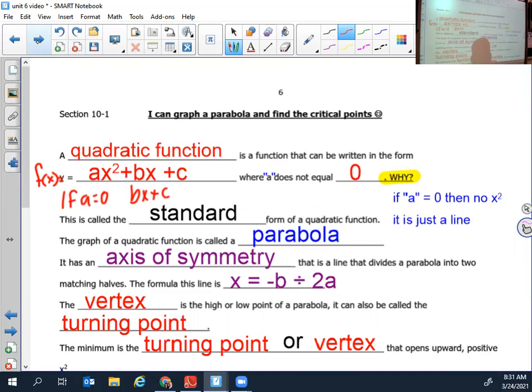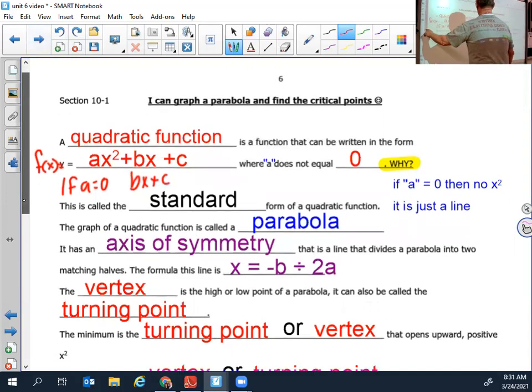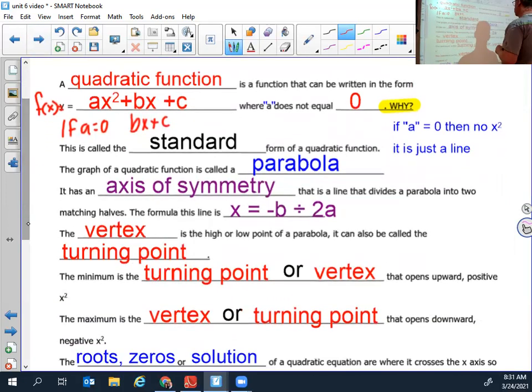It has an axis of symmetry that divides it into 2 matching halves. The formula for the axis of symmetry is x equals -b over 2a. Let me rewrite that like a fraction. Same thing would be -b over 2a. And we'll see how that works later on in this lesson.